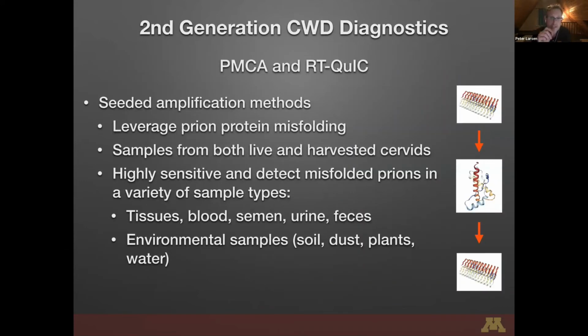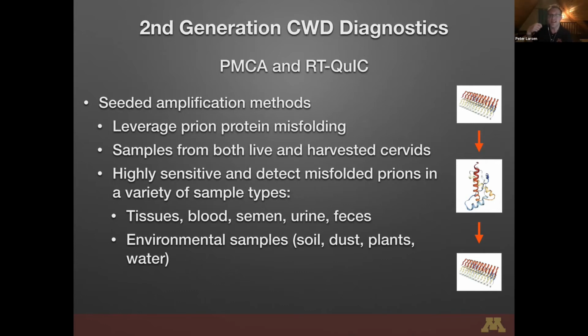Okay, second generation diagnostic tests: PMCA and RT-QuIC. I'm going to focus on RT-QuIC because there's a lot of interest in this right now. These are seeded amplification methods. They leverage the way that prions misfold. And I used this slinky example last time, where you have the normal form and this abnormal form. If this abnormal form comes into contact with the normal one and causes it to misfold, it induces that shape change. These amplification methods leverage that, and I'm showing you that cartoon on the right.